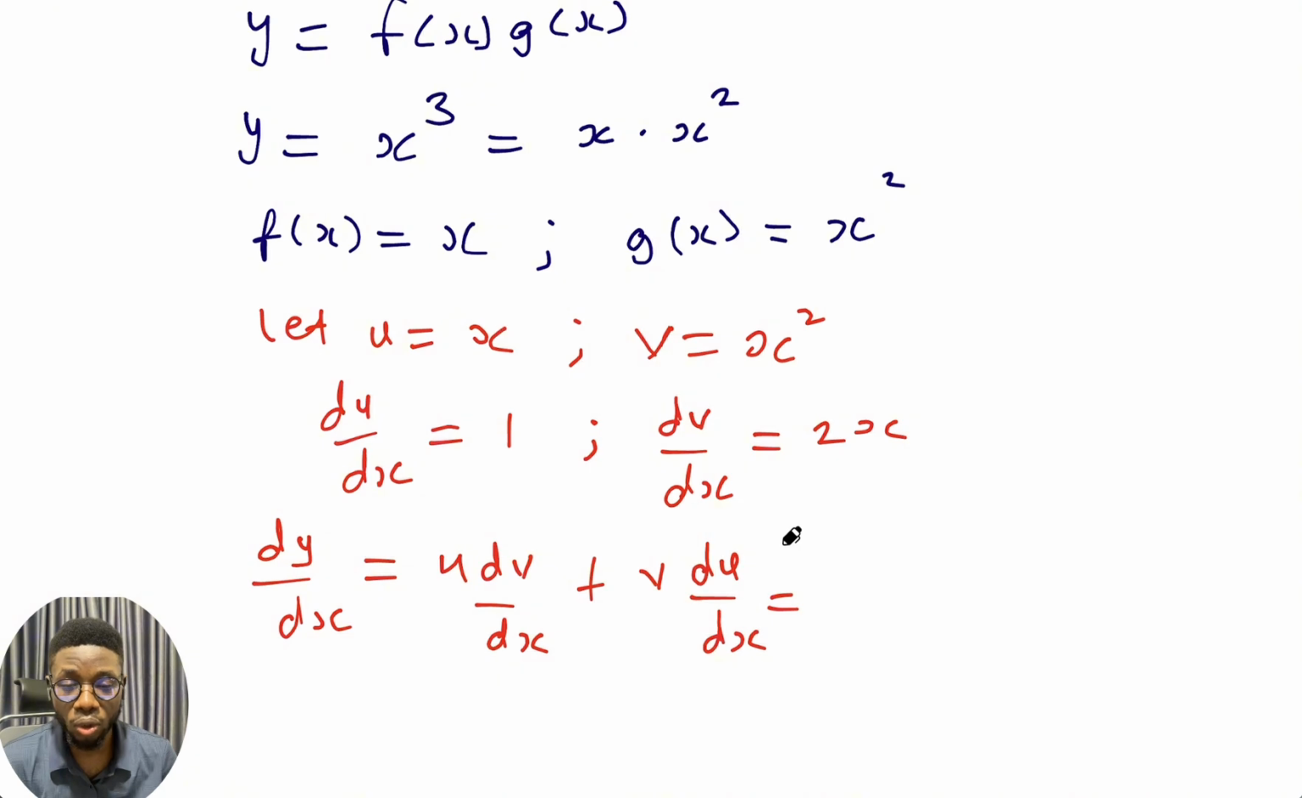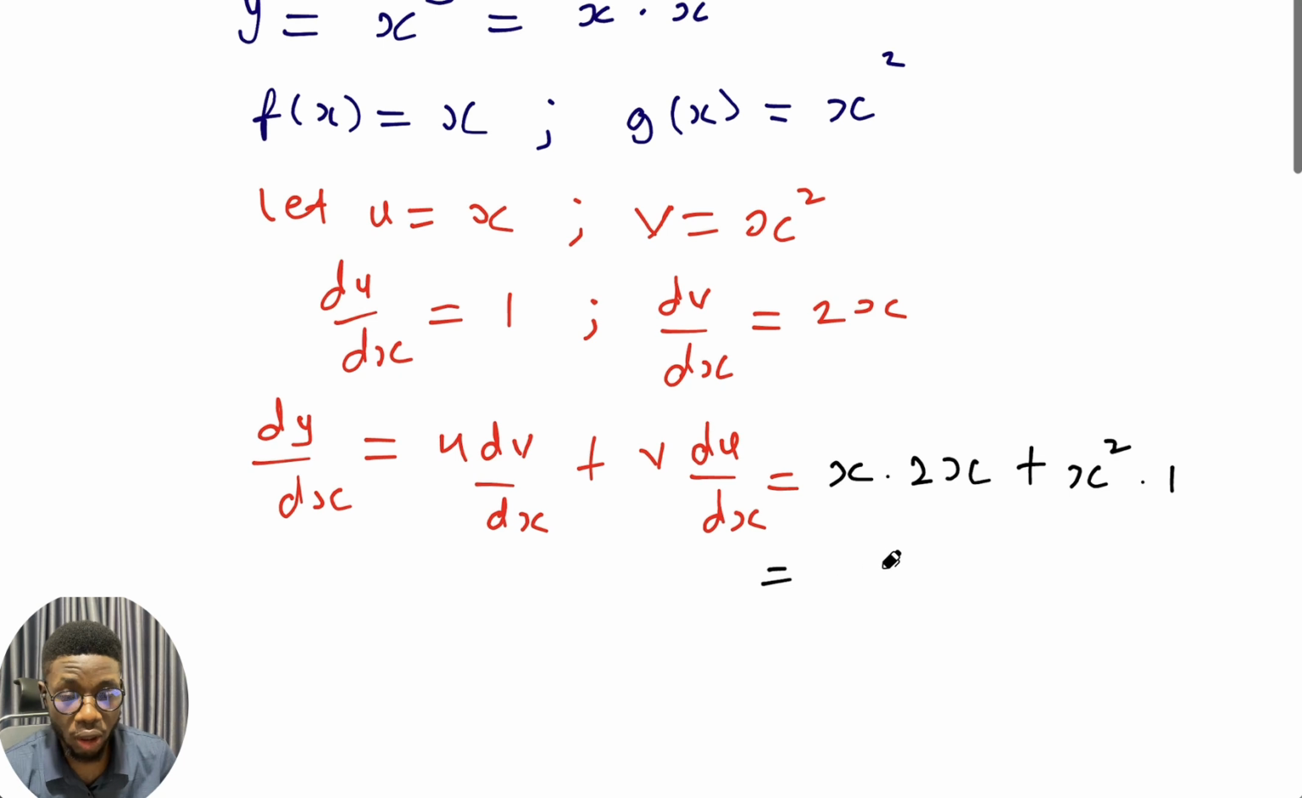What's u? u is x. So we can substitute x in this place, so we have x multiplied by, what's the derivative of v with respect to x that we got? That is 2x. So x multiplied by 2x plus, what is v? v is x squared. And what is the derivative of u with respect to x? That's 1. So at the end of the day, we have x multiplied by 2x, that is going to be 2x squared, plus, what is x squared multiplied by 1? That is going to be x squared.